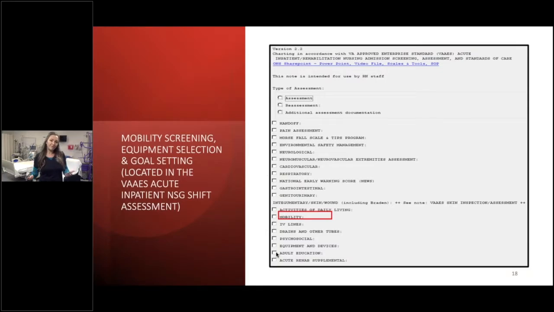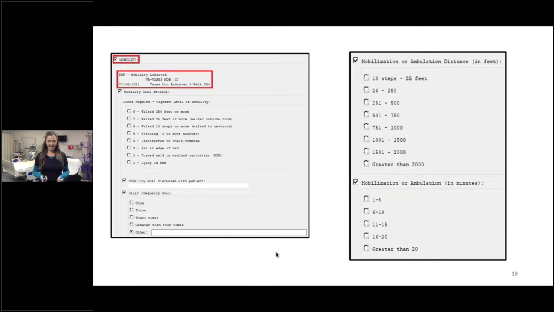I want to share briefly that you do have these notes already in the VA AES initial patient assessment, their admission assessment, and your shift assessments. So for RNs, we want to see this documented every shift. There's a mobility tab. And then when you look at the mobility tab, it's going to open up to the mobility goal. And you'll see here, this is the Johns Hopkins mobility goal.